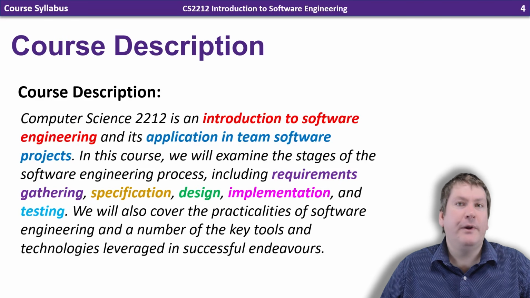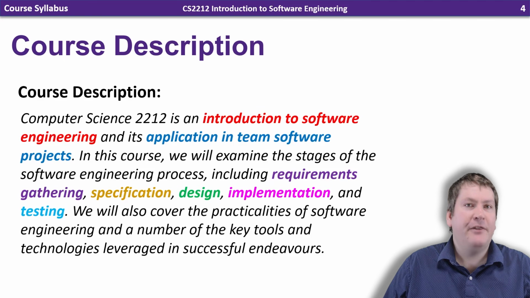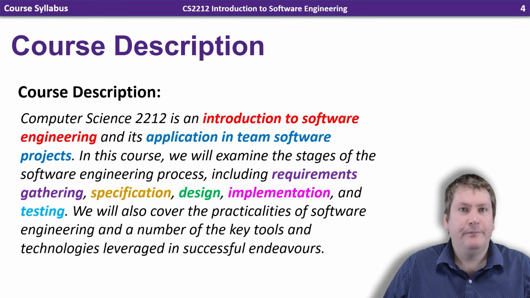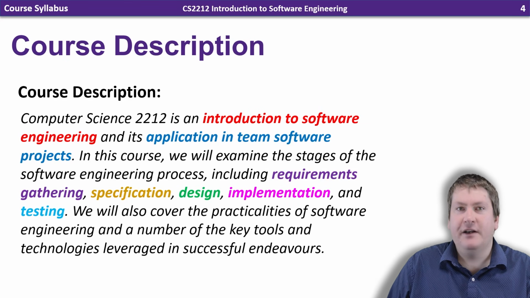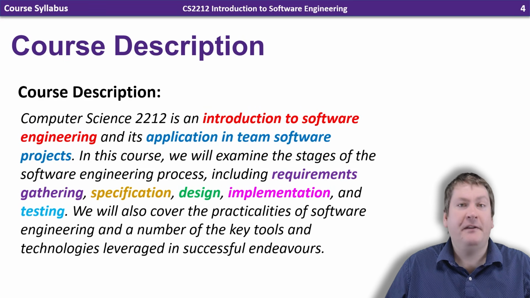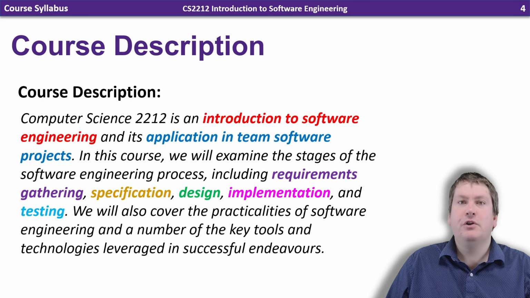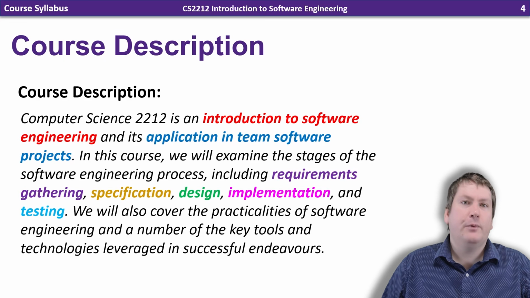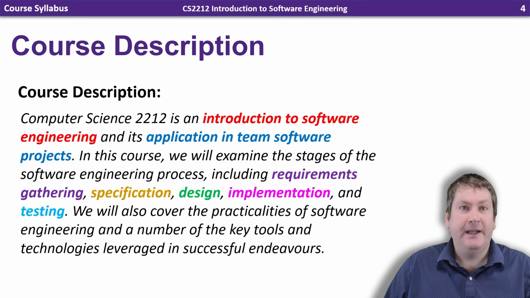In this course, we're going to examine the stages of the software engineering process, including requirements gathering, specification, design, implementation, and testing. And you're going to explore all of these through that group project I mentioned. We're also going to cover a number of different practicalities of software engineering and a number of key tools and technologies leveraged in successful endeavors. The overall goal here is to make you a good software engineer, so when you get out there in the real world, you'll be able to function on a team.